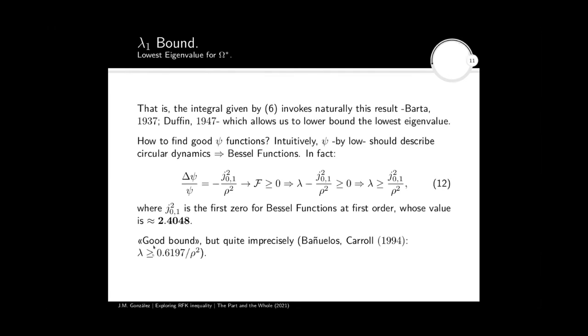Is the bound. So it's a good bound, but quite impressive.